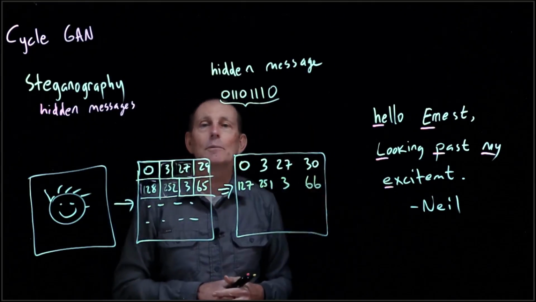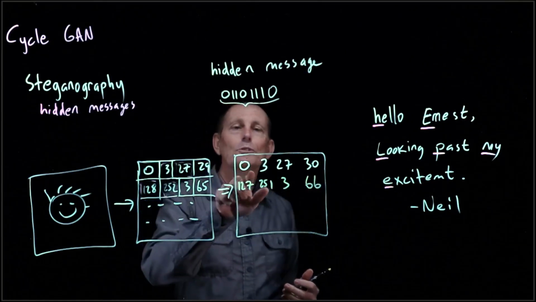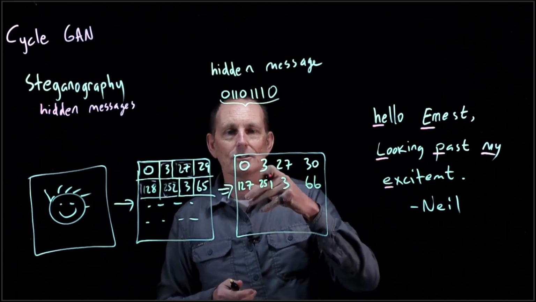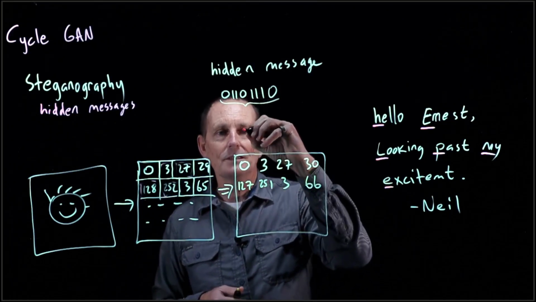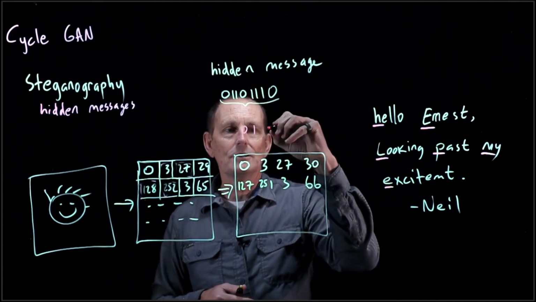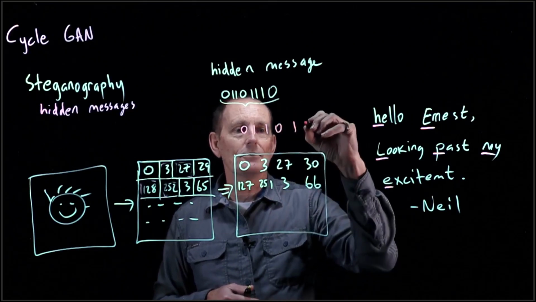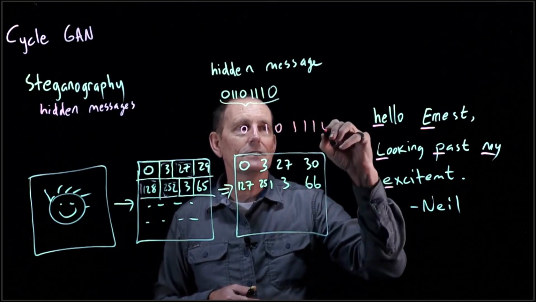And now how do I read my hidden message out of there? I just go through bit by bit. I say if it's even, it's a 0, and if it's odd, it's a 1. So this is going to be 0 is even, 3 is odd, 27 is odd, 30 is even, 127 is odd, 251 is odd, 3 is odd, and 66 is even.